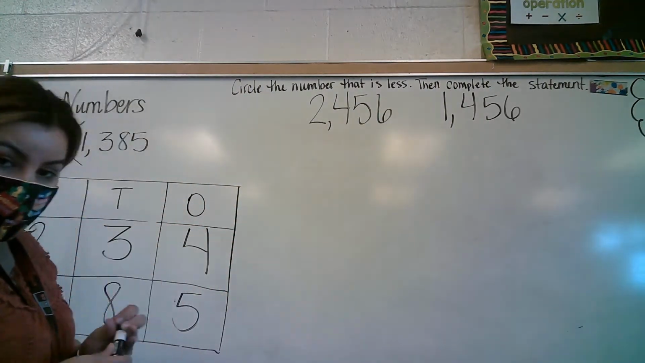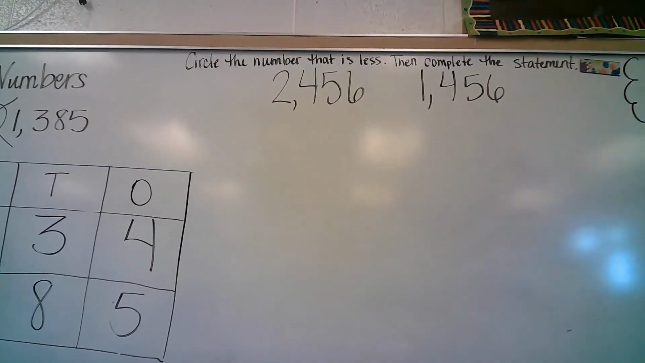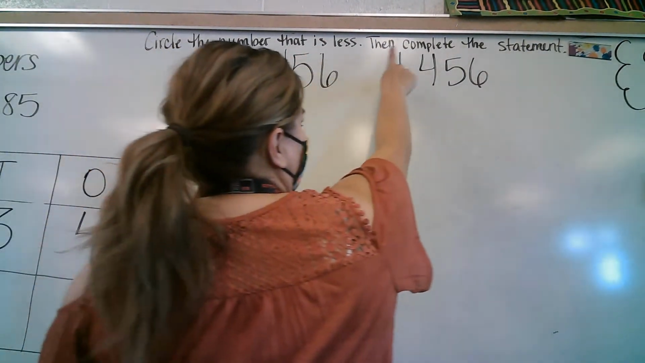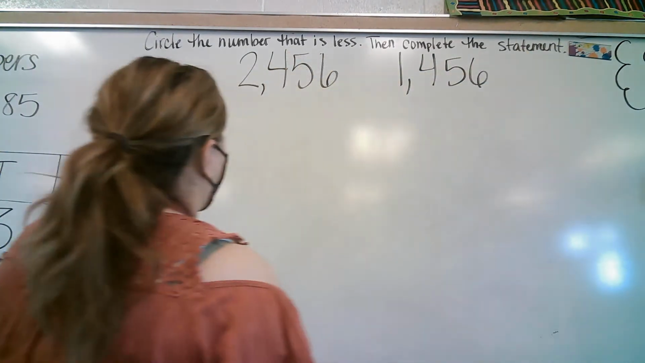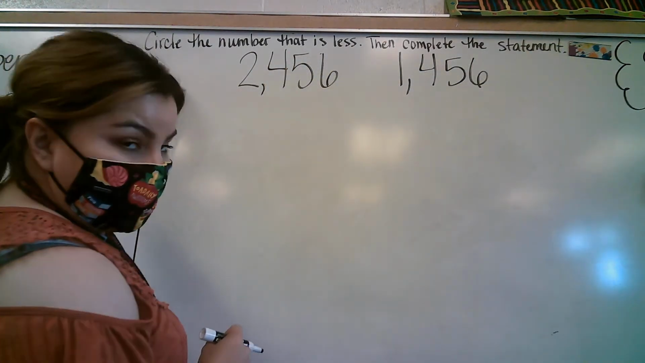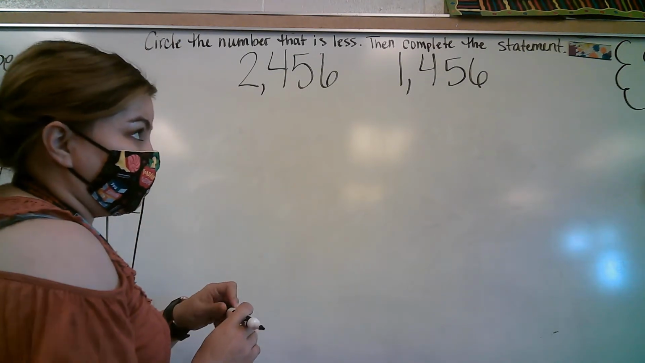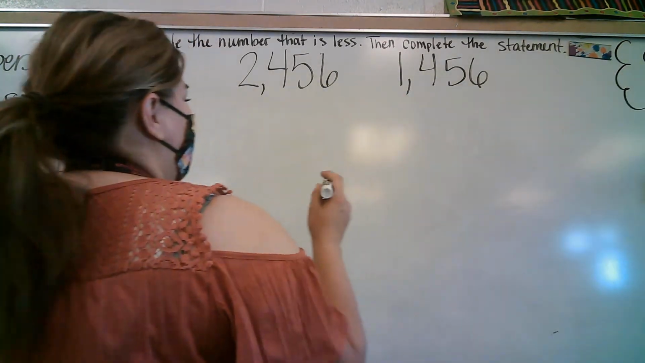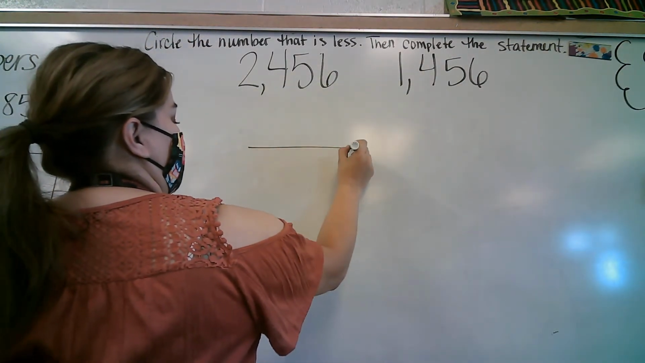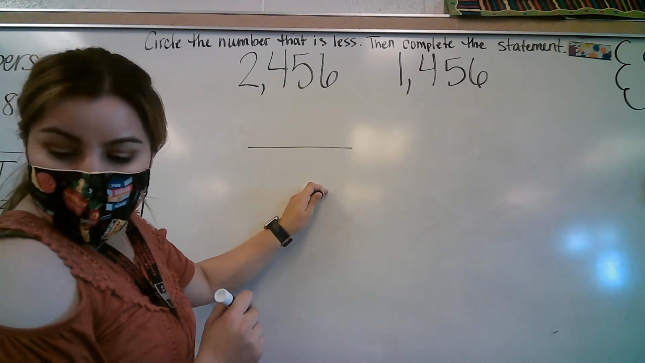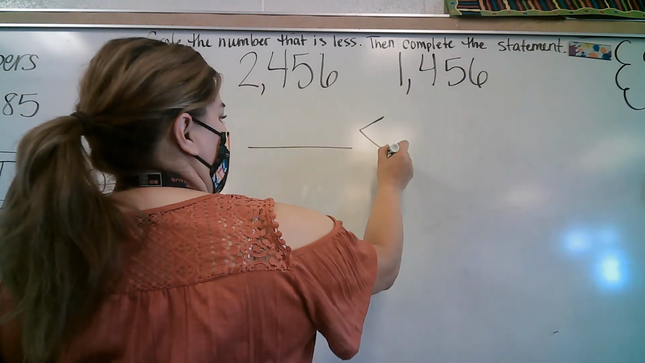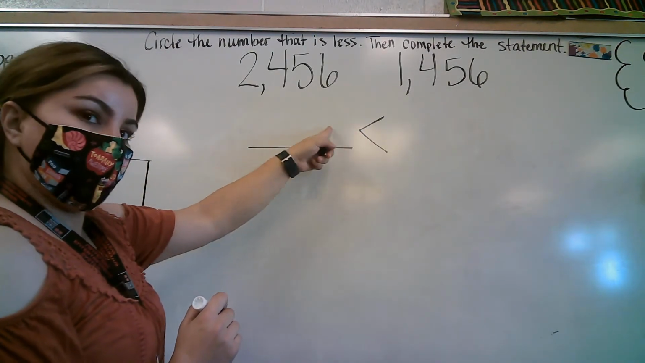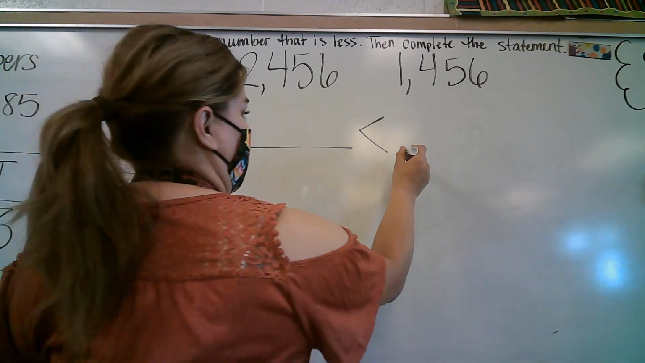Okay, so next what we're going to do is look at the sentence. It says, circle the number that is less. Then complete the statement. So I'm going to circle the number that is less, and then I'm going to complete the statement. A statement is a sentence. And when I'm writing a math sentence, I'm going to use a blank, and I'm using the less sign. So remember, when it's pointing, it's going to be the less number, okay?